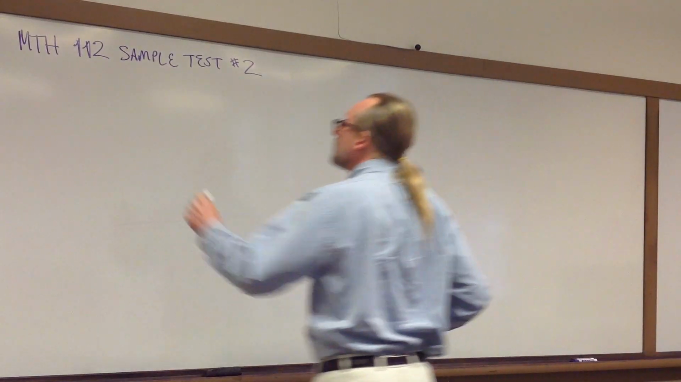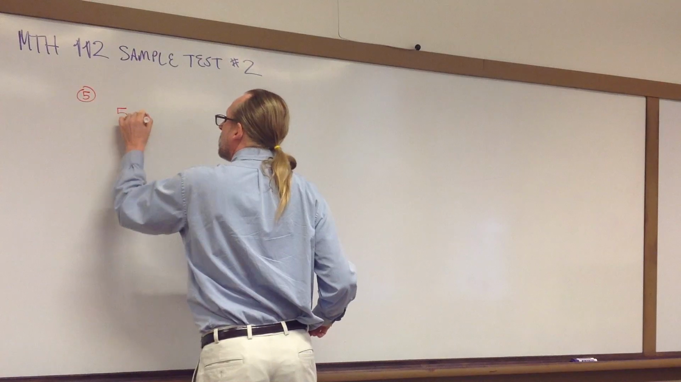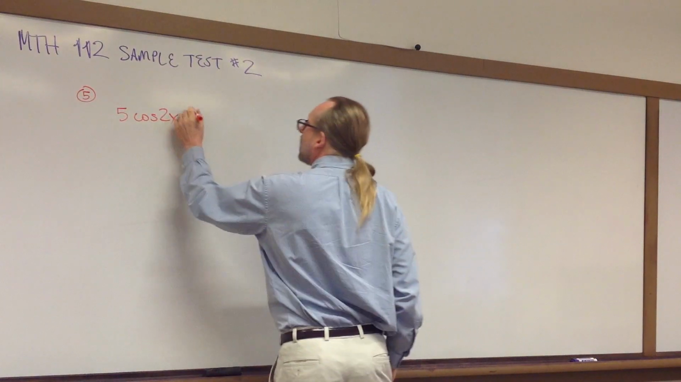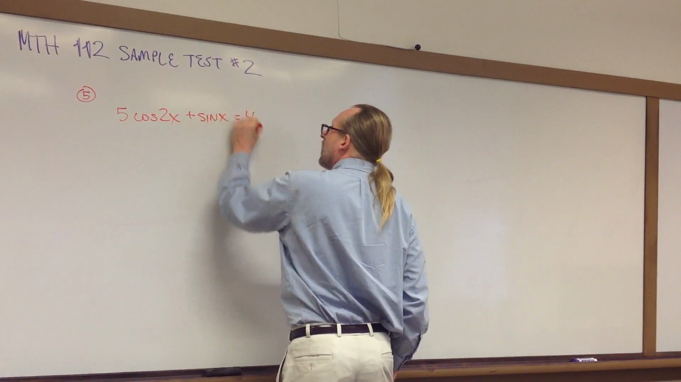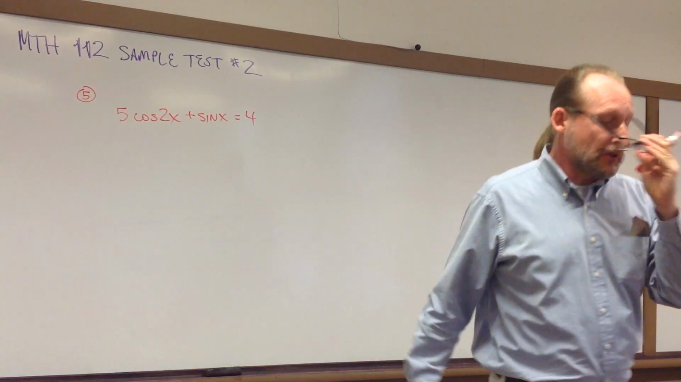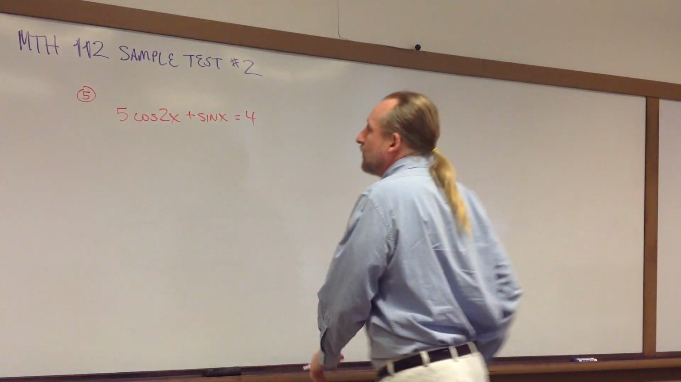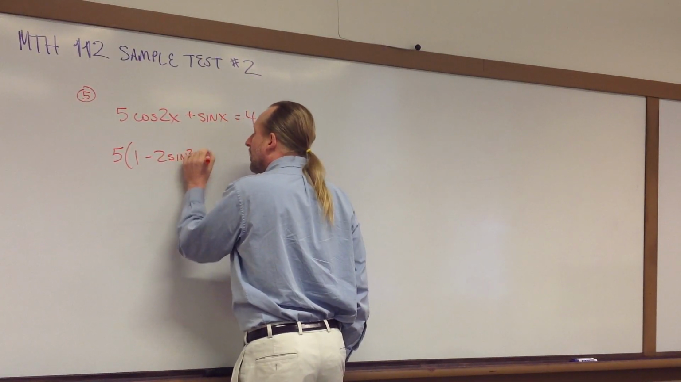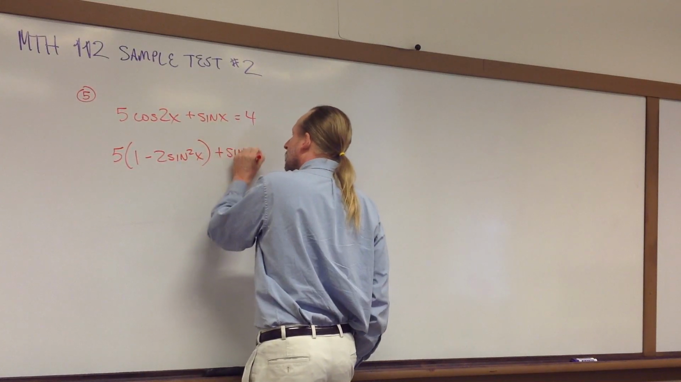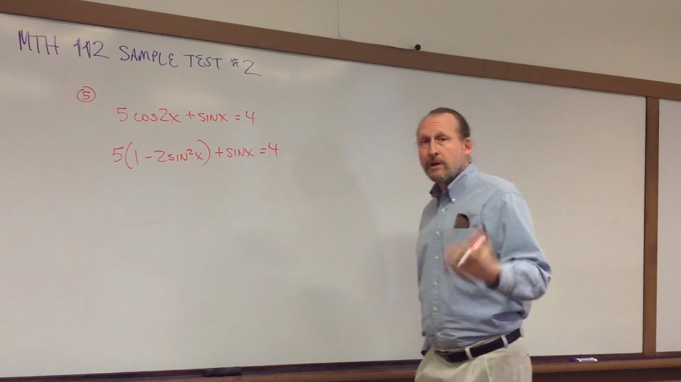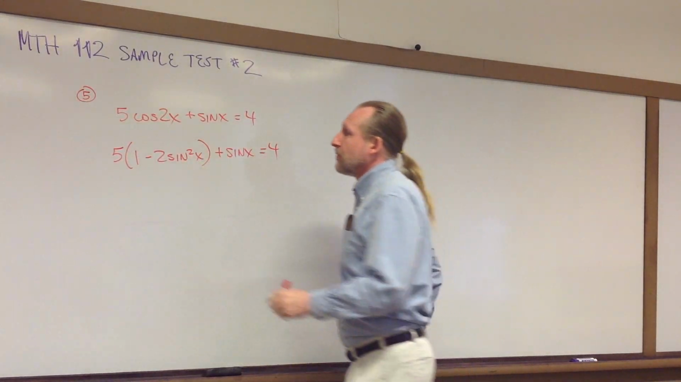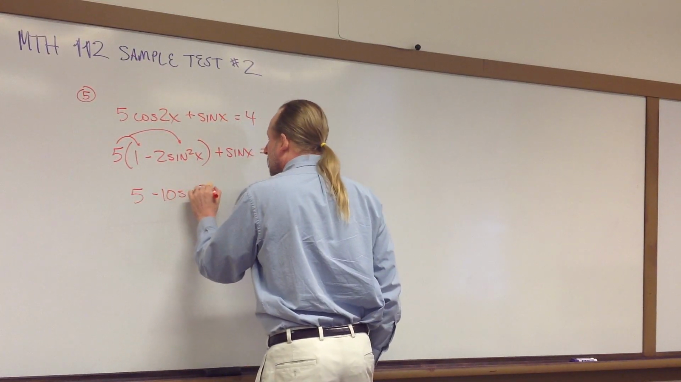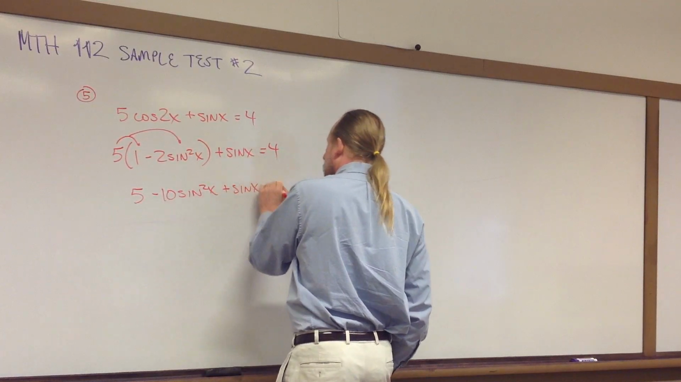So 5 cosine 2x plus sine x equals 4. And again, identify the linear term there. It's a sine function. So that means we want to use the identity for cosine 2x that involves the sine function and not the cosine function. And again, we're going to need parentheses in here so that we can distribute this 5 to both of these terms. 5 minus 10 sine squared x plus sine x equals 4.